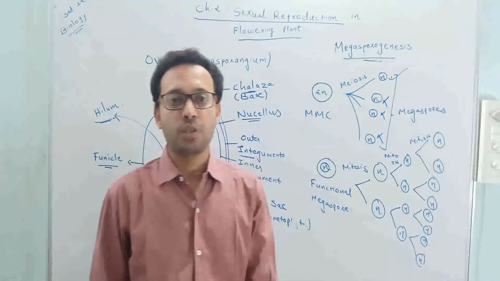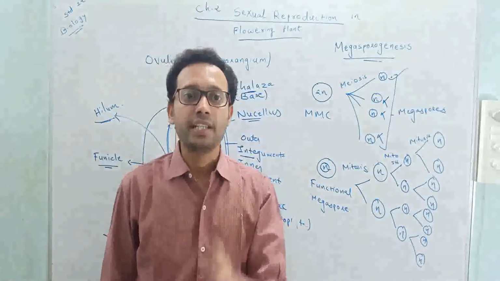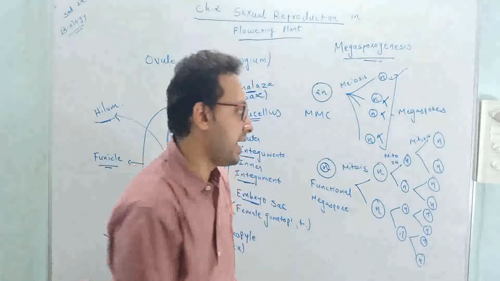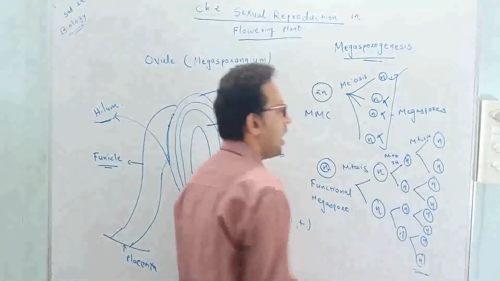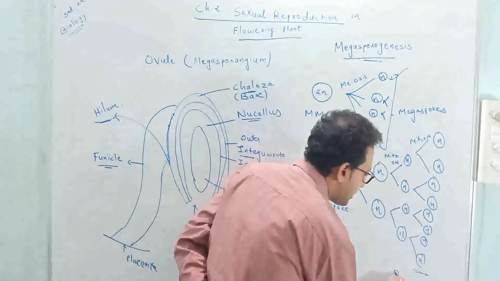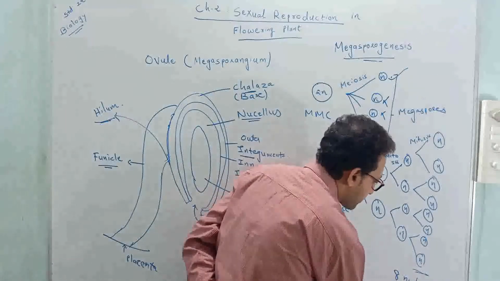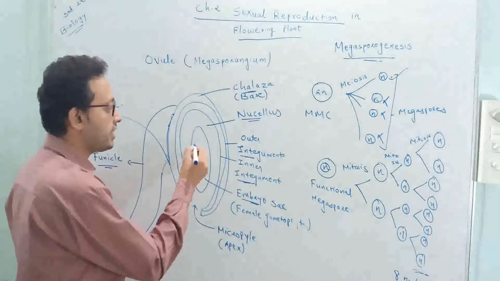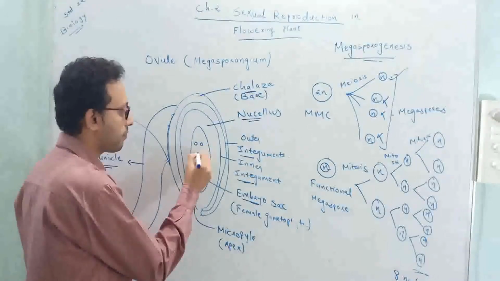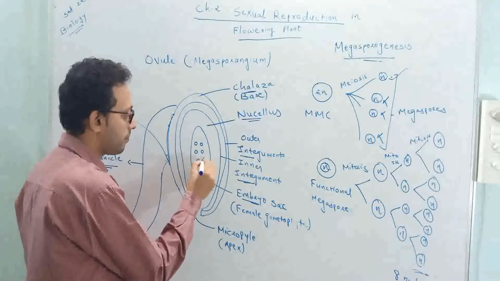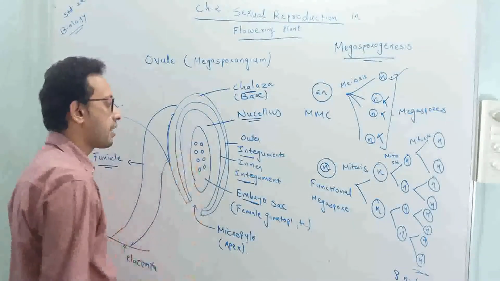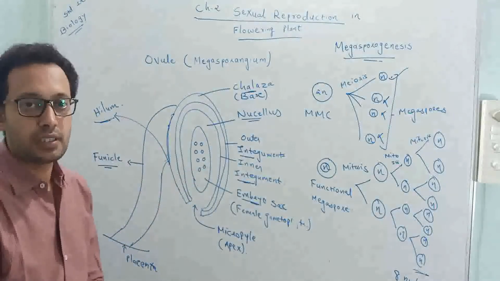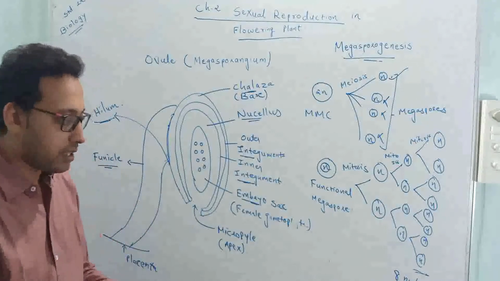Remember, this functional megaspore enters into mitosis 3 times successively, and at the end, 8 nuclei get formed. I just draw 8 nuclei over here. These are the 8 nuclei that are going to be formed, because the process occurs over here, and then ultimately embryo sac formation occurs.